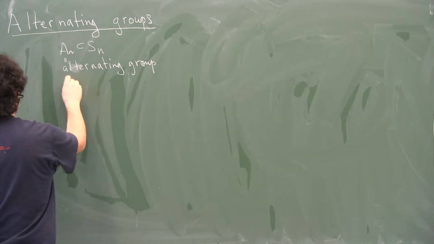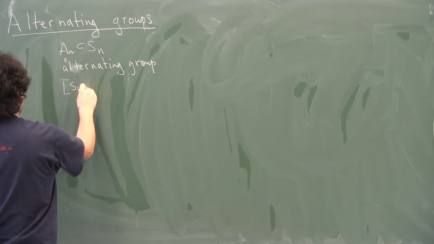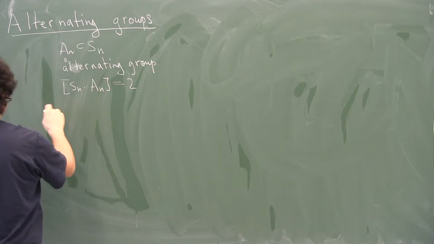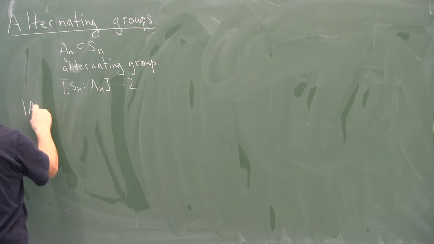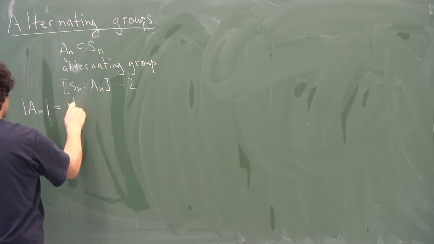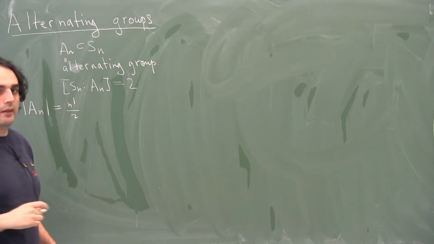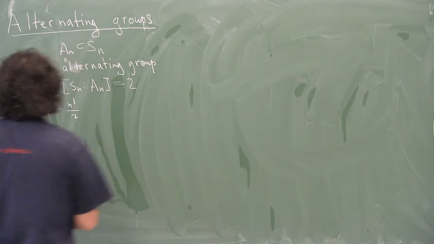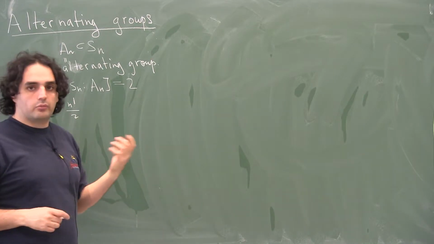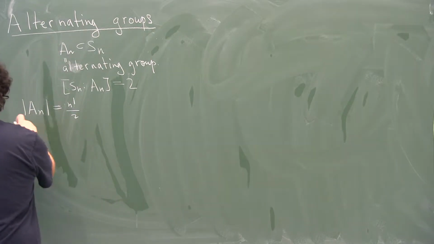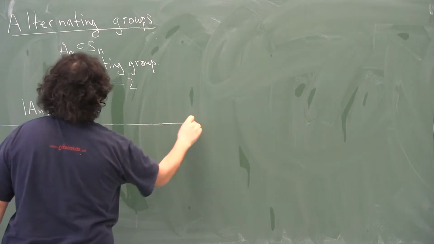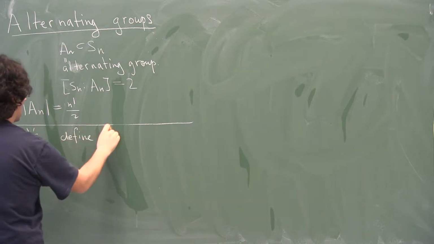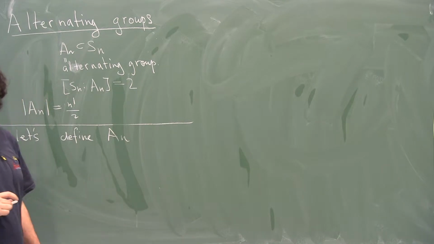And it's an index 2 subgroup, so Sn, An, this index is 2, which means that the cardinality of An is n factorial divided by 2. And so what is this group? How do we define it? To define it, we have to do one more thing first with permutations. So let's define the alternating group An.